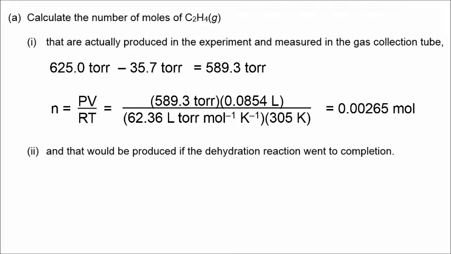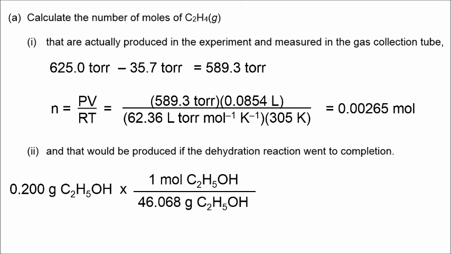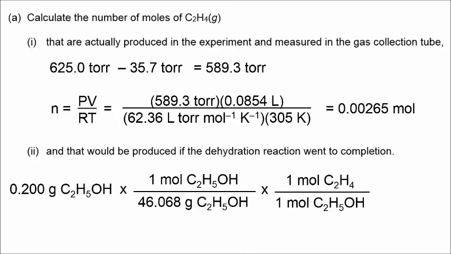How many moles of ethene would be produced if the reaction went to completion? Well, that's based on how many grams we started with. We began with 0.200 grams of ethanol. Let's convert that from grams to moles. And remember, in the balanced chemical equation, it was a 1-to-1 ratio between moles of ethene and moles of ethanol. So if we do this math, we get 0.00434 moles. That's how many moles of ethene would have been produced if the reaction went to completion.